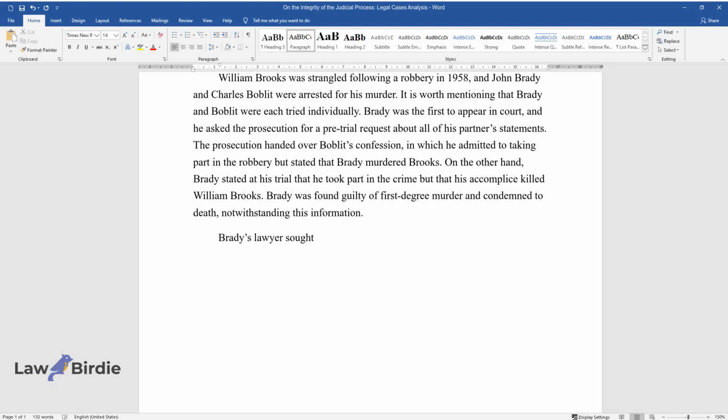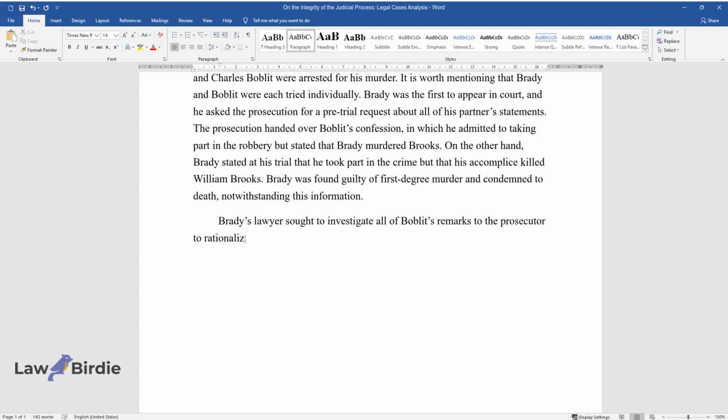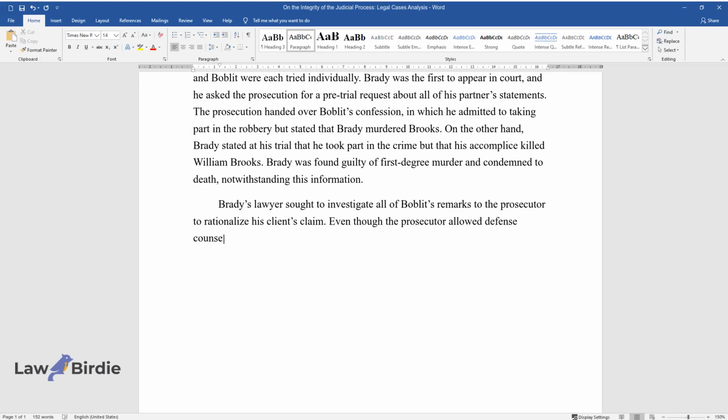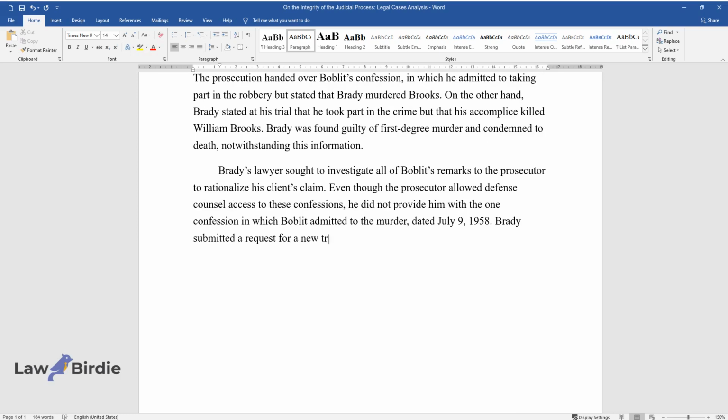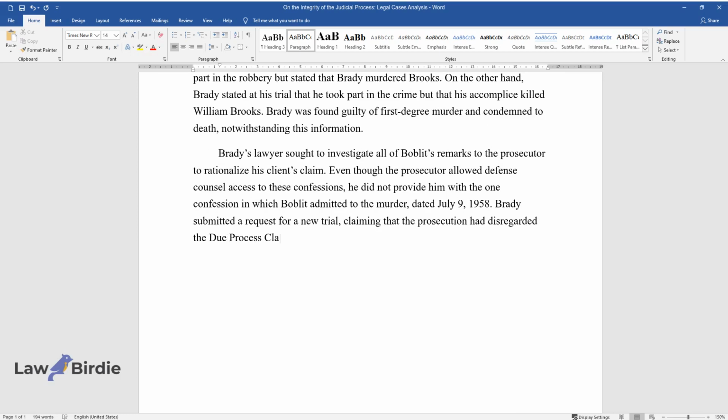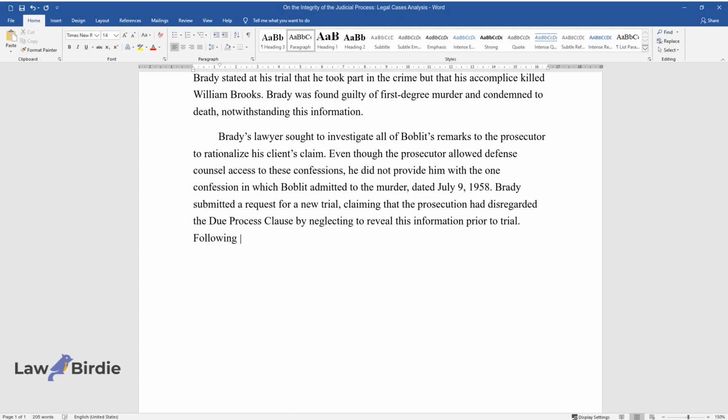Brady's lawyer sought to investigate all of Boblet's remarks to the prosecutor to rationalize his client's claim. Even though the prosecutor allowed defense counsel access to these confessions, he did not provide him with the one confession in which Boblet admitted to the murder, dated July 9, 1958. Brady submitted a request for a new trial, claiming that the prosecution had disregarded the due process clause by neglecting to reveal this information prior to trial.